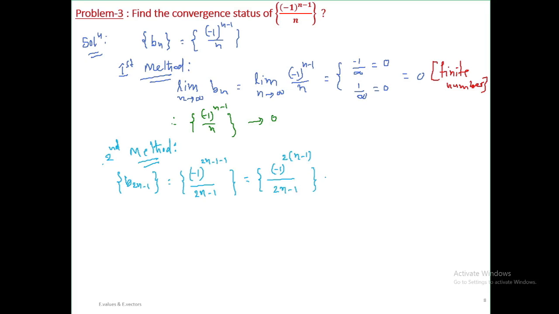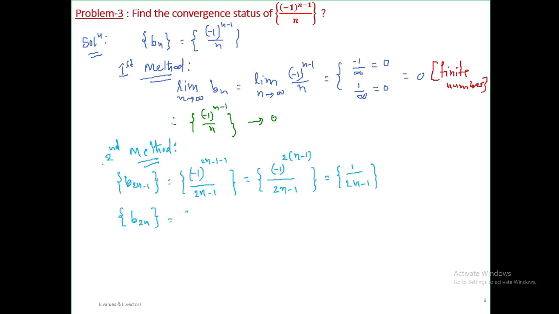But what is this actually? Keep on simplifying. Minus 1 whole to the power of 2 into something, right? So 2 into something is an even number. Minus 1 whole to the power of an even number is 1 only, divided by 2n minus 1. So indirectly the first subsequence is 1 by 2n minus 1 only. Now let us generate the second subsequence, which is b2n.